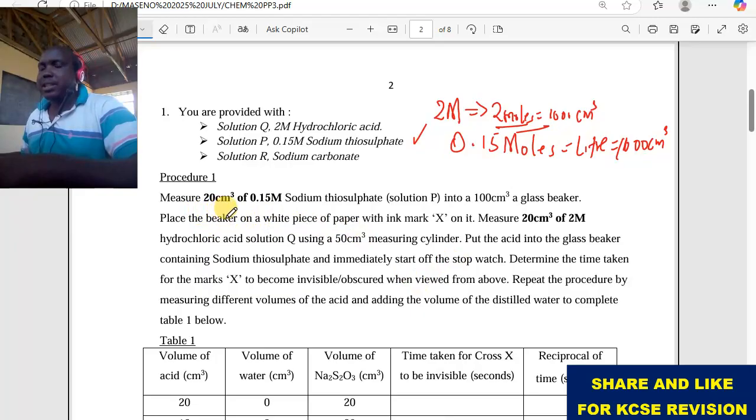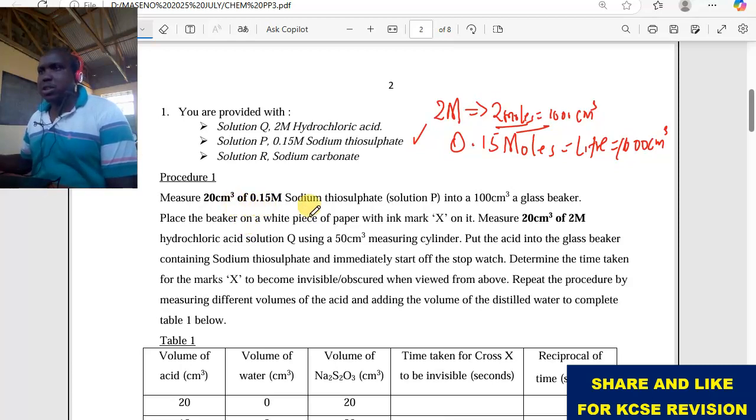Measure 20 centimeters, and in practical, the most important thing is the procedure. Some people think when we read the procedure we are wasting time. The most important thing in a practical is to understand what is happening in the procedure, which solution and which one is reacting. From there you can connect and understand what you are required to do. So always understand the procedure.